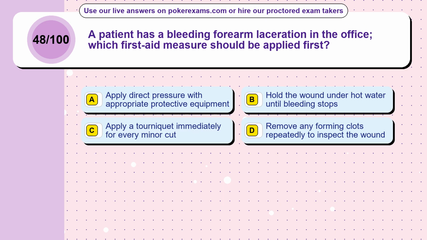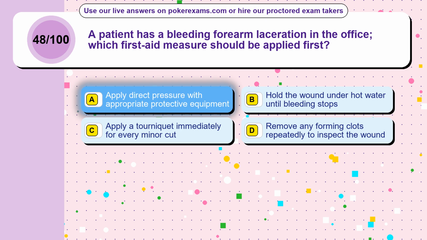Question 48. A patient has a bleeding forearm laceration in the office. Which first aid measure should be applied first? Option A. Apply direct pressure with appropriate protective equipment. Option B. Hold the wound under hot water until bleeding stops. Option C. Apply a tourniquet immediately for every minor cut. Option D. Remove any forming clots repeatedly to inspect the wound.